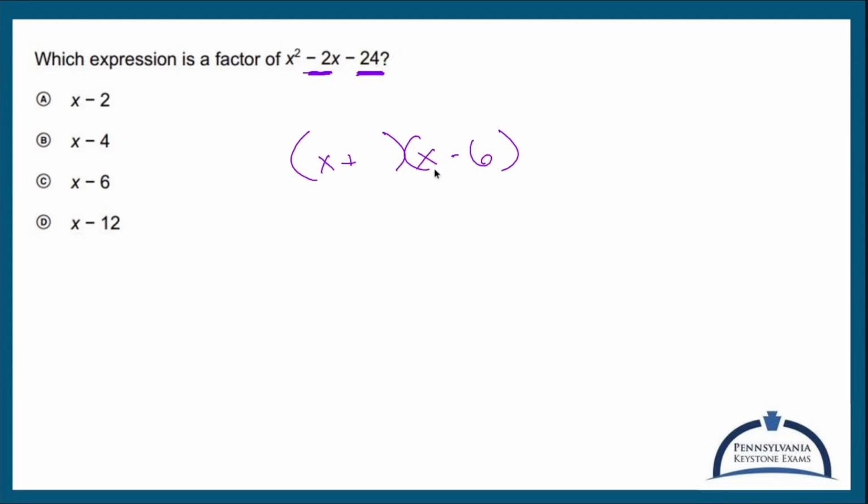If you make the 6 negative and the 4 positive, 4 and negative 6 add up to negative 2. 4 times negative 6 multiplies out to negative 24, all is well. So these are my factors. My factors are x plus 4 and x minus 6. So which expression is a factor of that guy? Well, x minus 6. So the answer in this case is going to be C.